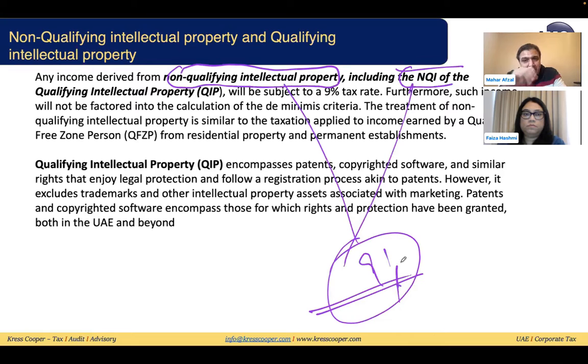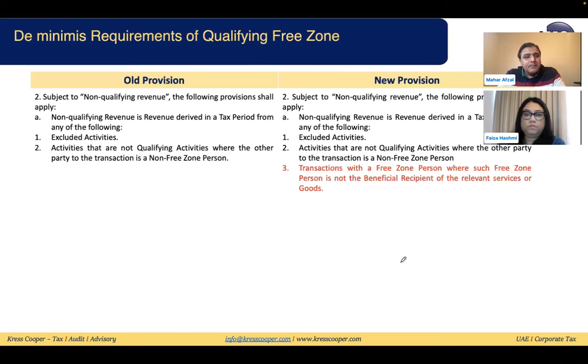Qualifying intellectual property, patent, copyrighted software, I think we already discussed the definition for this. Requirement of qualifying free zone person, de minimis criteria. Non-qualifying income, we know what the non-qualifying income is. Old provision, non-qualifying revenue from the excluded activities, not qualifying activities. So they have added one more clause in the non-qualifying income as well: transaction with the free zone person, where the free zone person is not the beneficial recipient. By the way, this understanding is the same. If the person is not the beneficial recipient, it will be considered non-qualifying income, even if the goods or services are being delivered within the UAE.